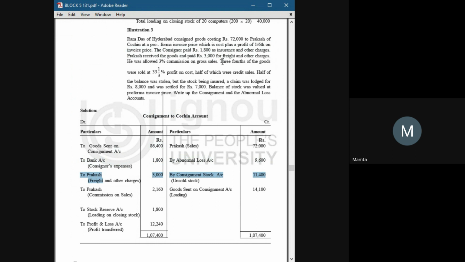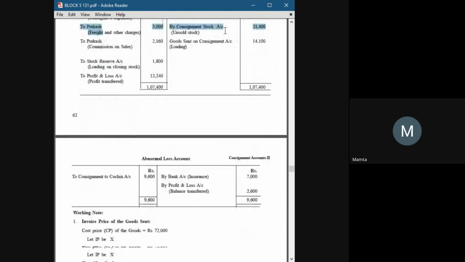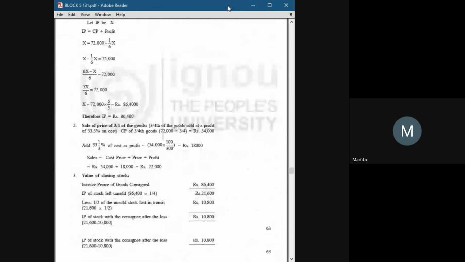Now the sales. For the sale part, Prakash account debit to consignment. Prakash has made some sales of rupees 72,000. And how have we calculated it? Let's go back to the working note.